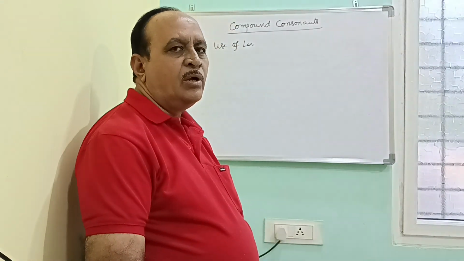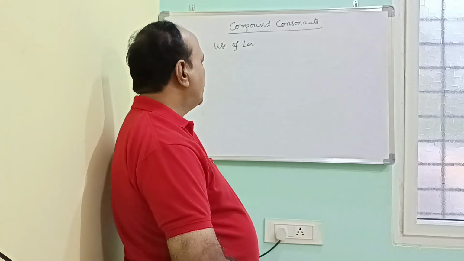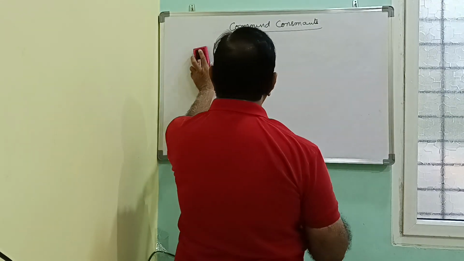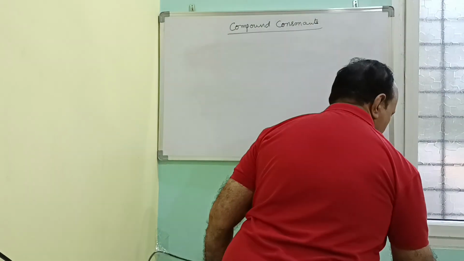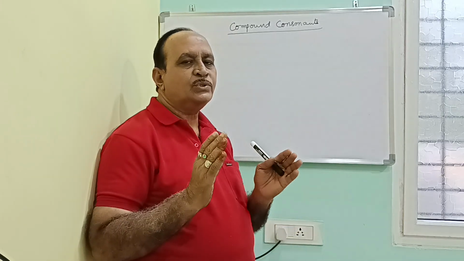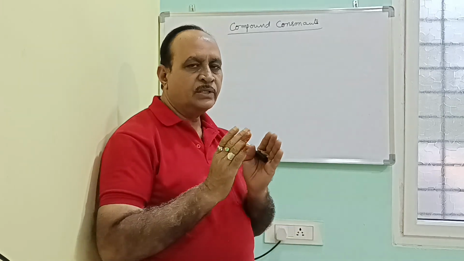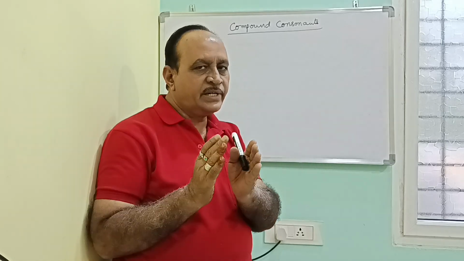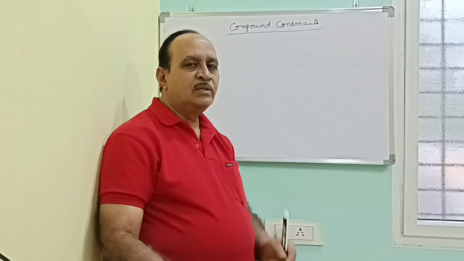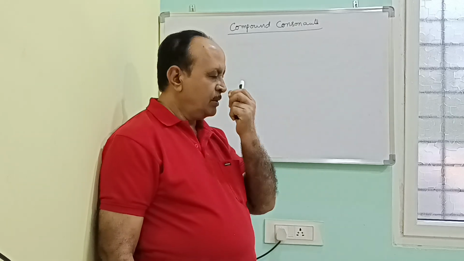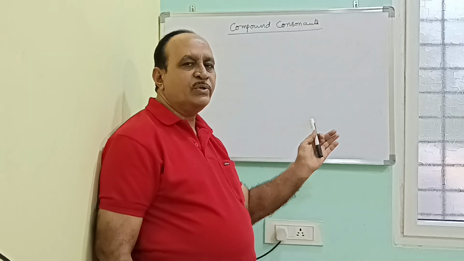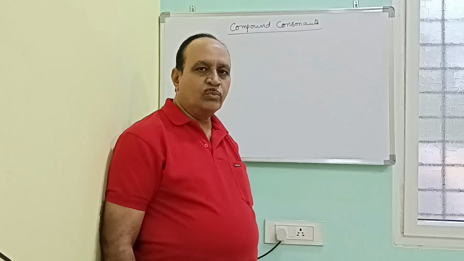Today in this video I am going to explain the chapter of compound consonants. Compound consonant means a consonant which gives the sound of two consonants at a time, written with one symbol. It is called a compound consonant. We have different kinds of compound consonants in Pitman shorthand, so I will explain them one by one with suitable examples.